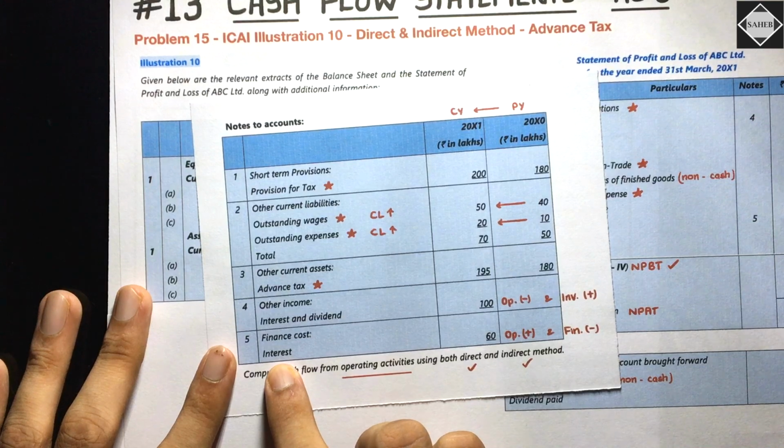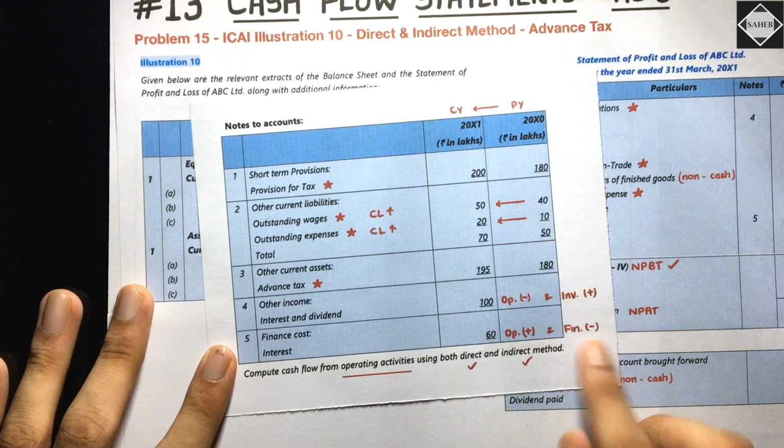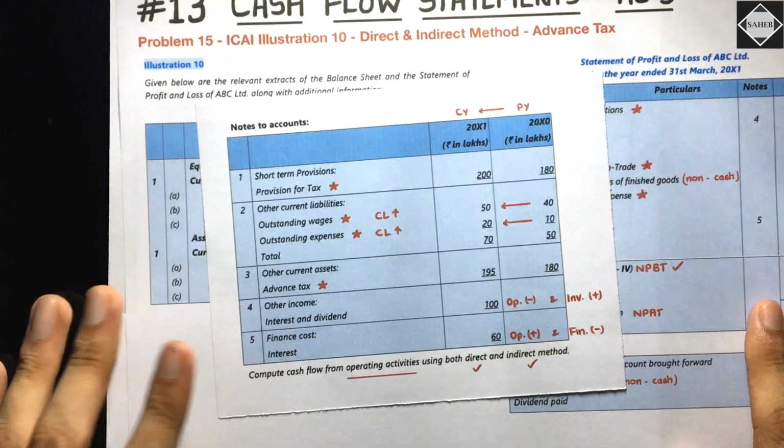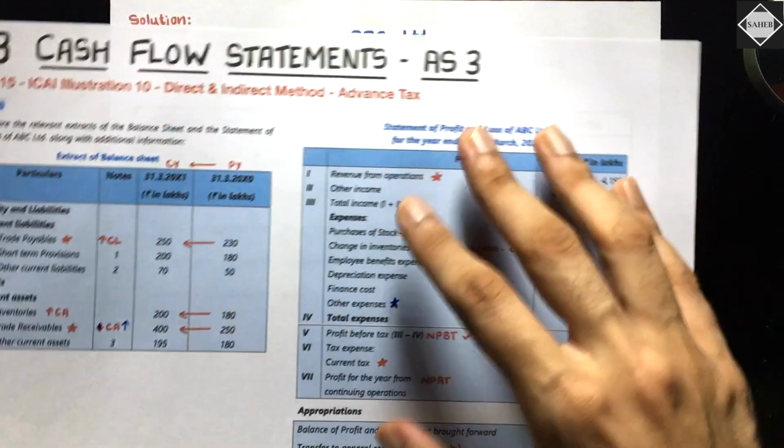Then finance cost, interest paid. Can we take this interest paid in operating? No, we can't. In direct method, we can't do it. It's supposed to be taken in financing activities, but we are not doing financing activities. So leave that. Yeah, see the P&L also.